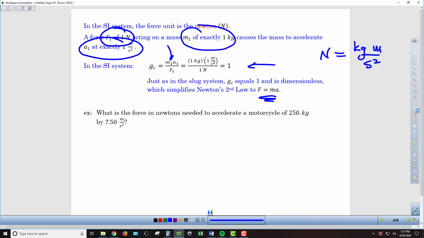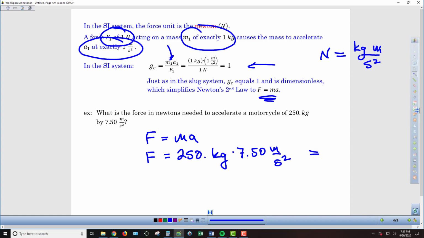So for the example that we have in front of us, we've got a mass of 250 kilograms with 3 significant figures. We have an acceleration of 7.50 meters per second squared. So we can go ahead and multiply those together and get 1875. But again, with 3 sig figs, we're going to report our answer as 1,880 newtons, which is the force unit in SI units.